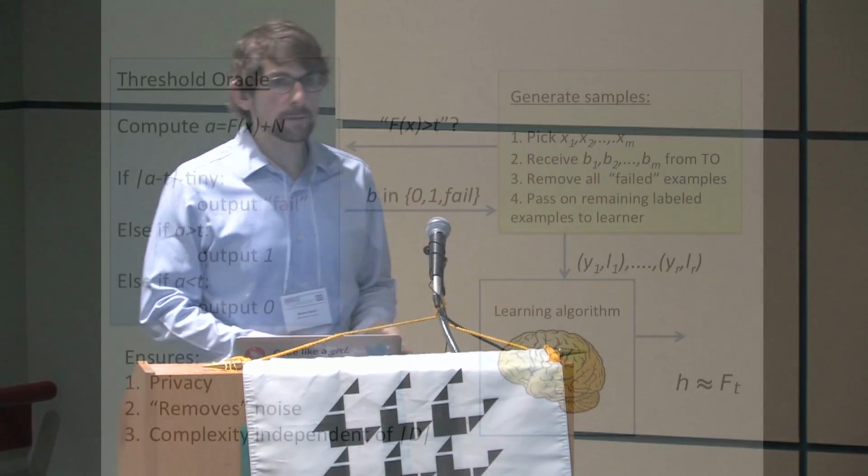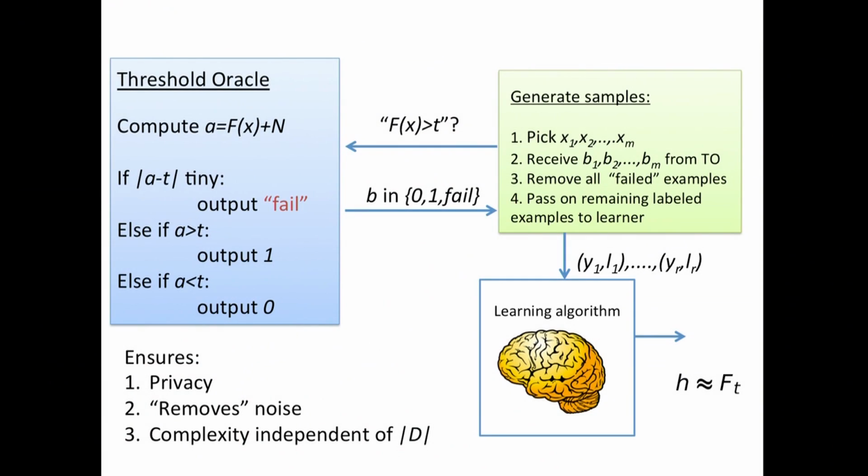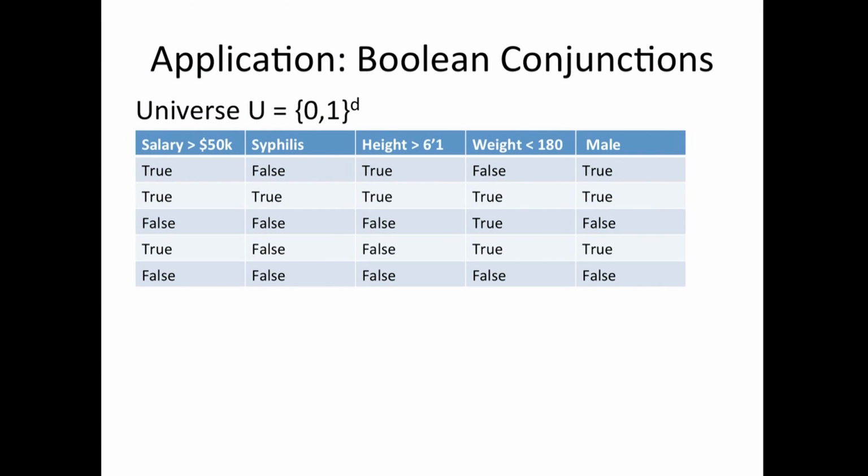Okay. Good. And this threshold oracle, this actually works. This is essentially what we do. It gets around these hurdles. So let me just mention two applications of this theorem. One is to Boolean conjunctions. I'm sure most of you know Boolean conjunctions. Sometimes they're called data cubes or marginal queries, contingency tables. This is what I mean.